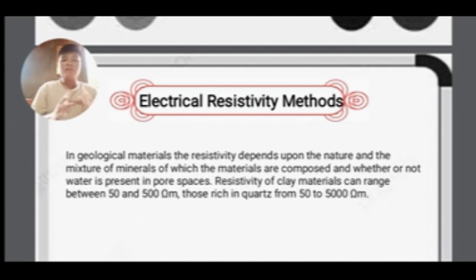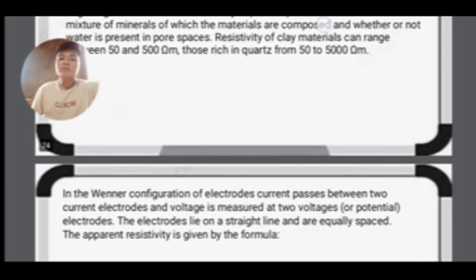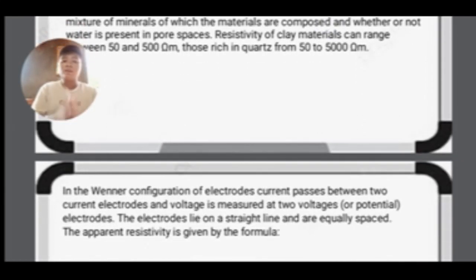So if electrical current is passed into the ground and the voltage measured between two electrodes, then the resistivity of the ground may be measured. According to the study of Wenner, in the Wenner configuration of electrodes, current passes between two current electrodes and voltage is measured at two voltage or potential electrodes. The electrodes lie on a straight line and are equally spaced.